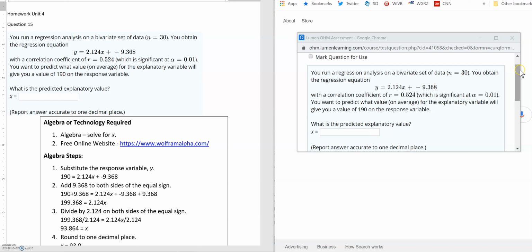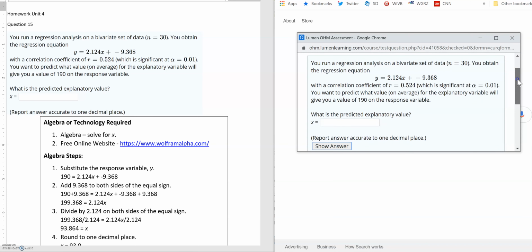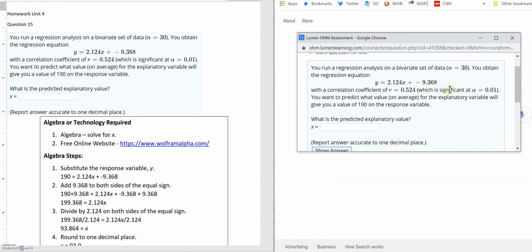Essentially this is just a straight up using algebra to solve the question. So in this case, instead of plugging in the value for x, we're going to plug in for y. So first, let's look at this question.